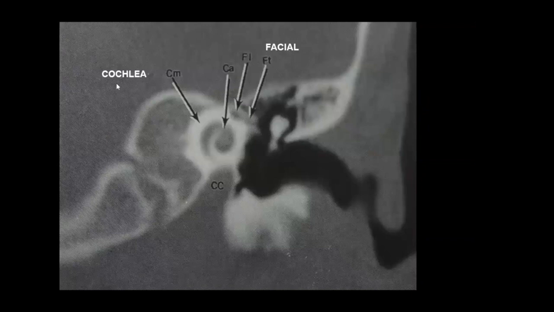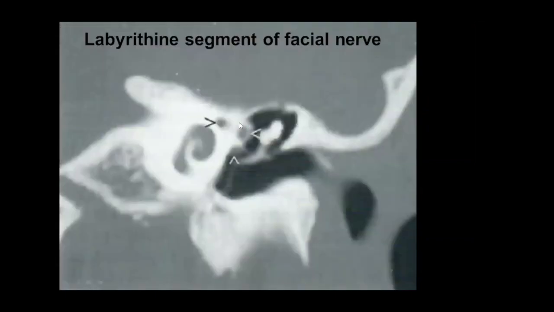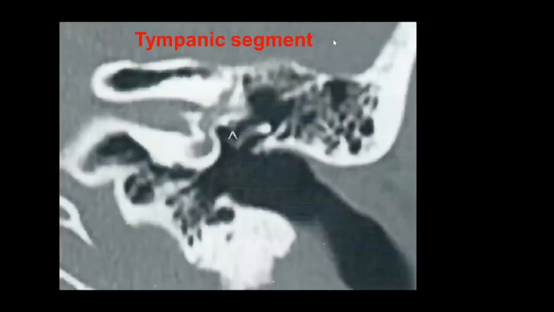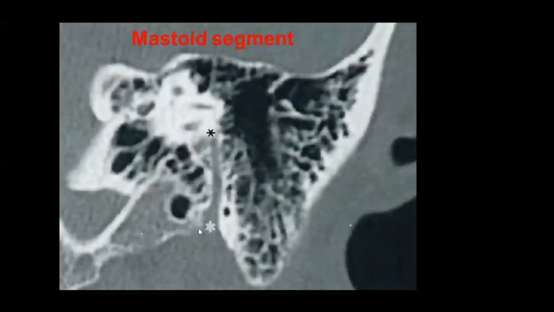Okay, coronal cuts, you can see the cochlea here, the facial nerve here, and you can see here the thin part of the nerve, the genicular ganglion, the tympanic part, and this long one is the mastoid segment. Here is the stylomastoid foramen. So it's an interesting pathology, osteology there that one has to remember.